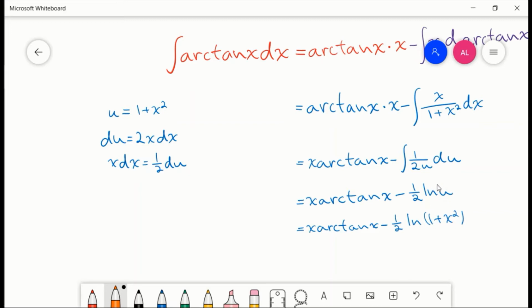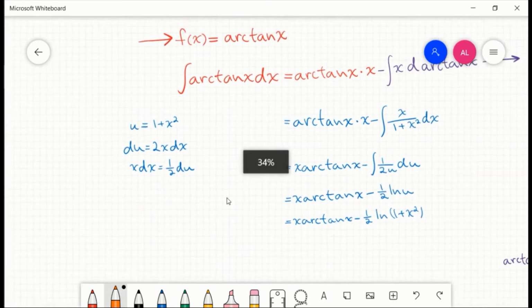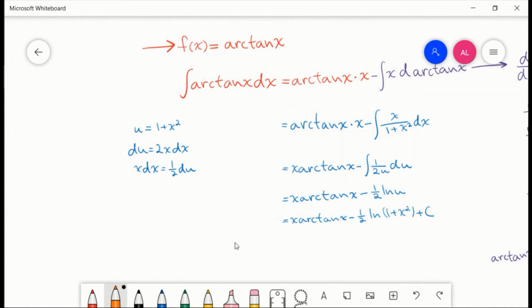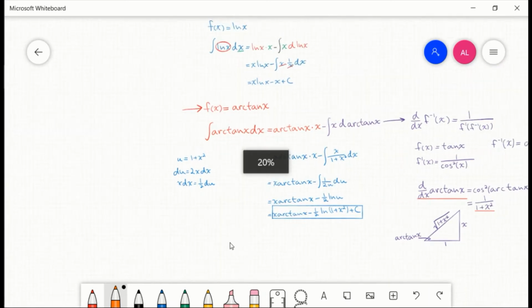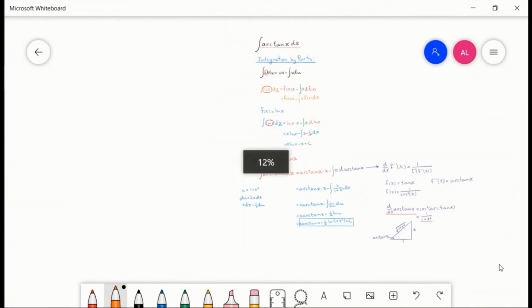And I dropped the absolute value bars because 1 plus x squared is always positive anyway, so we don't need them. And so we add the plus c, and this is the answer. Pretty cool, huh? But there is a more creative approach to this.